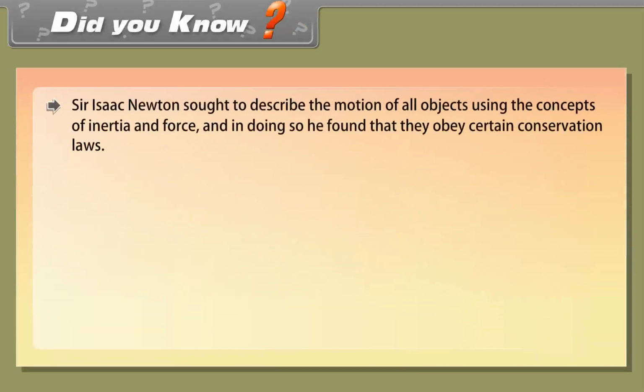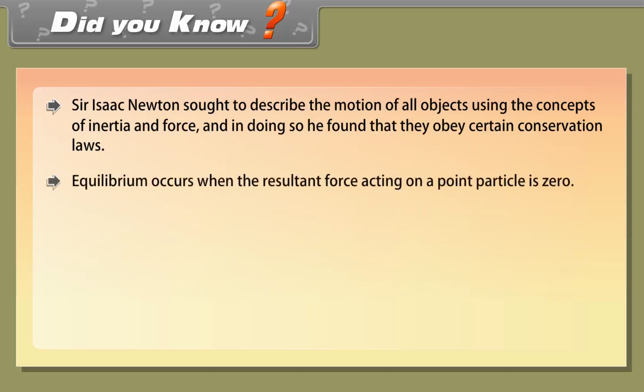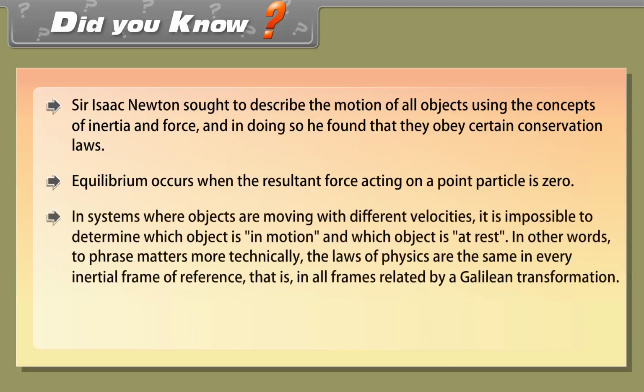Did you know? Sir Isaac Newton sought to describe the motion of all objects using the concepts of inertia and force, and in doing so, he found that they obey certain conservation laws. Equilibrium occurs when the resultant force acting on a particle is zero. In systems where objects are moving with different velocities, it is impossible to determine which object is in motion and which object is at rest. In other words, to phrase matters more technically, the laws of physics are the same in every inertial frame of reference, that is, in all frames related by a Galilean transformation.